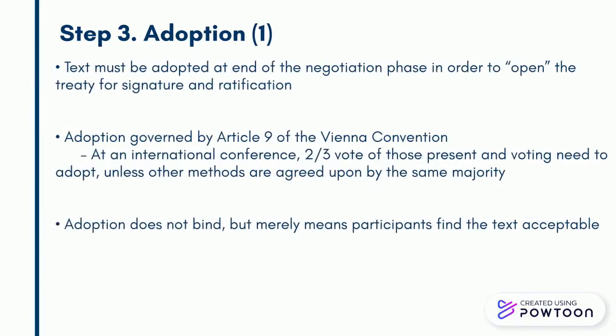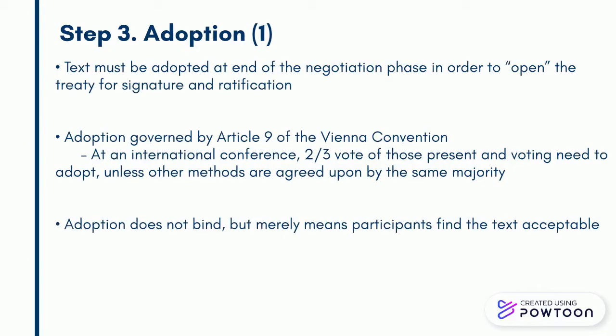Step 3 is adoption. The text must be adopted at the end of the negotiation phase in order to open the treaty for signature and ratification. Adoption is governed by Article 9 of VCLT. At an international conference, 2/3 of the present and voting need to vote to adopt, unless other methods are agreed upon by the same majority.